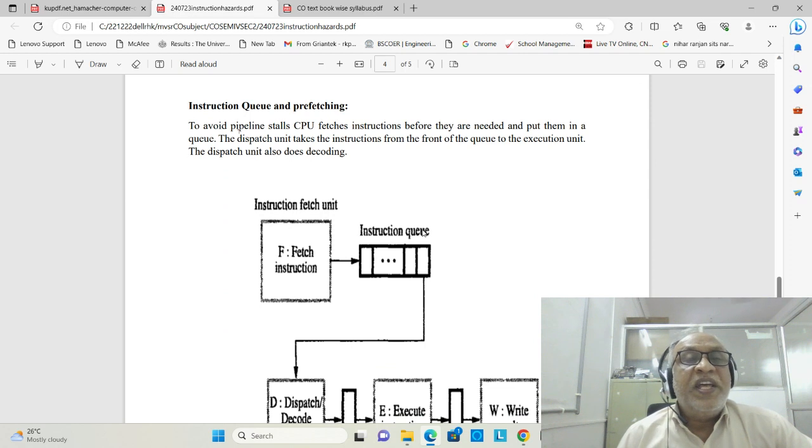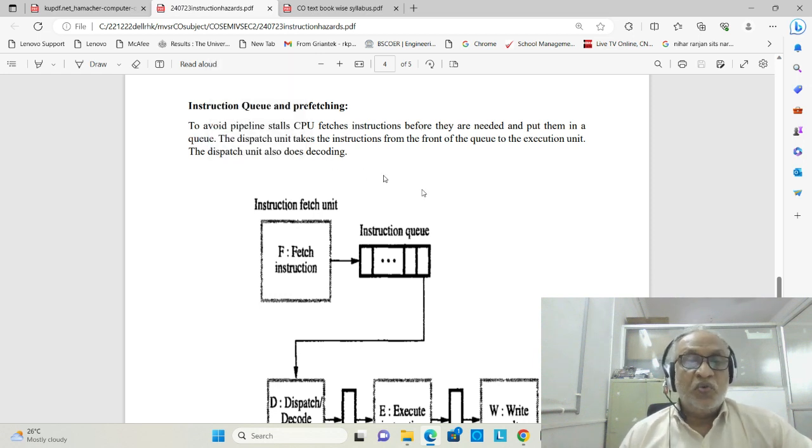Now there is a technique called prefetching. The purpose of prefetching is to mitigate pipeline stalls or delays. Here, the CPU will be fetching instructions even before they are needed, and it will be putting them in a queue.